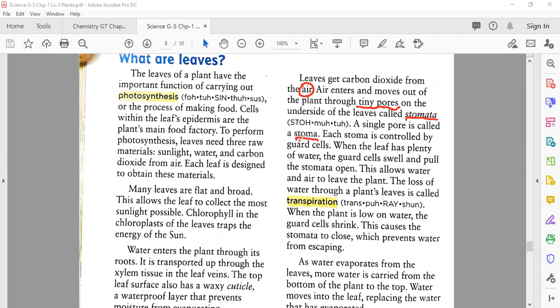Each stoma is controlled by guard cells. What are the guard cells? Guard cells are like this. These are two guard cells. When they join, the central part, this one, is the opening, or you can say that is actually the stoma. And these two are the guard cells.